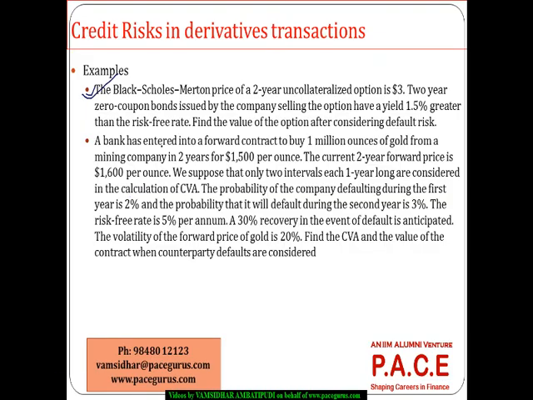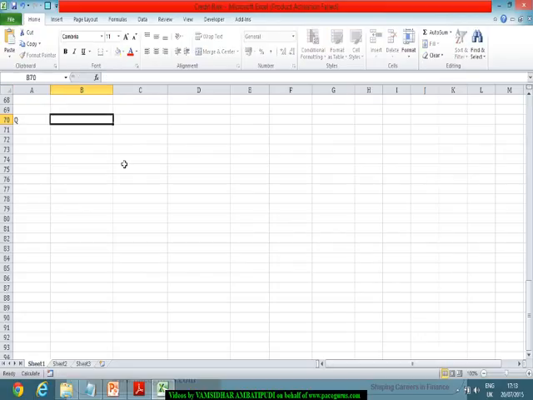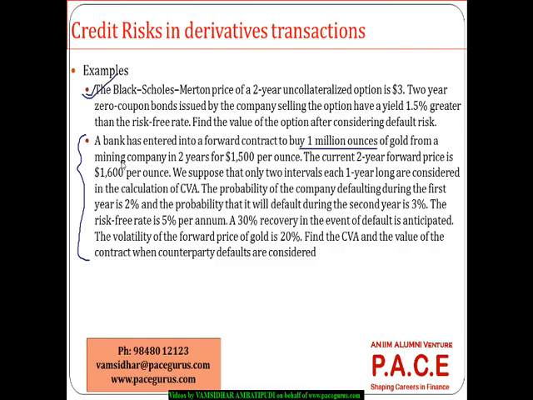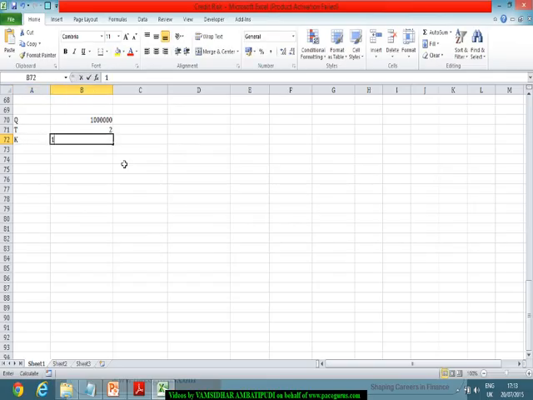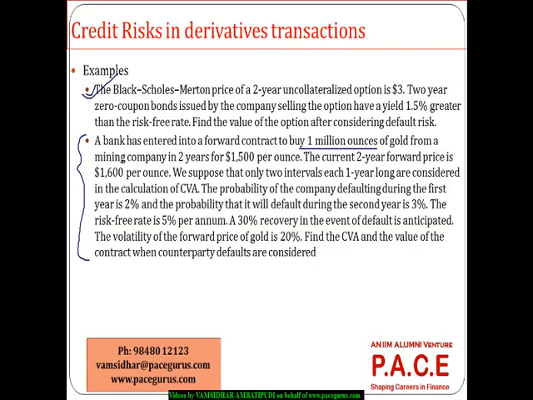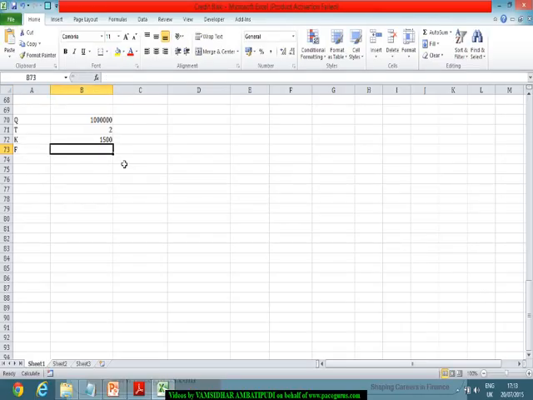This is a simple numerical to work out. But yes, let's look at this. This is more interesting. A bank has entered into a forward contract to buy 1 million ounces of gold, right? So quantity we are talking about is 1 million, from a mining company in 2 years for 1500 per ounce. K, which is the contract price, comes out to 1500 per ounce. The current 2-year forward price, the forward price right now, is 1600 per ounce.